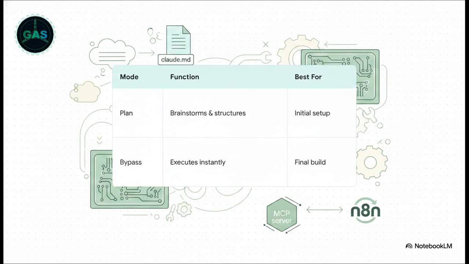Now, you should always start in what's called plan mode. In plan mode, Claude won't actually touch your live environment. Instead, it brainstorms, it asks you clarifying questions, like, hey, what time zone should this run in? Or which specific search tool are we using? And it maps out the entire architecture. Once you review and approve that blueprint, then you switch over to bypass permissions mode. This is where you let it loose. It executes instantly, modifies your files, and uses that MCP server we talked about to deploy the workflow directly to your n8n instance, ensuring everything is totally accurate before it actually runs.